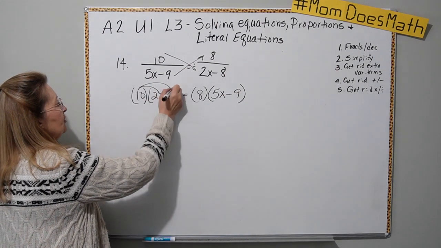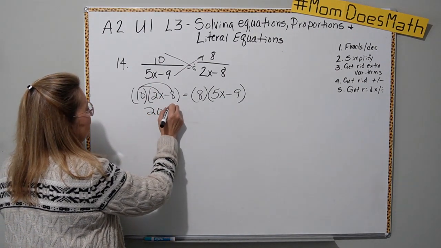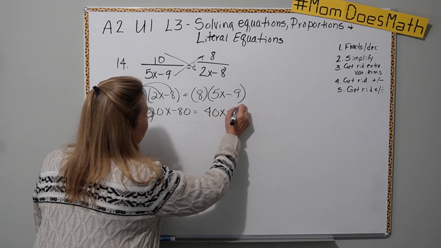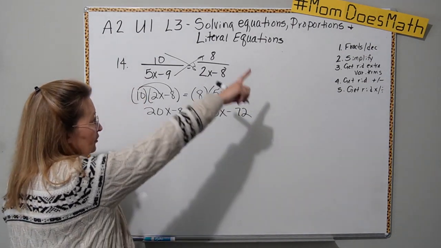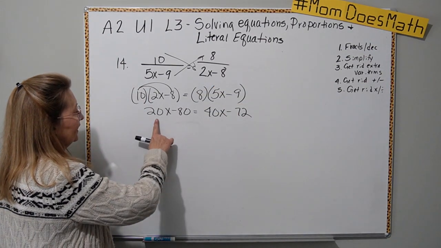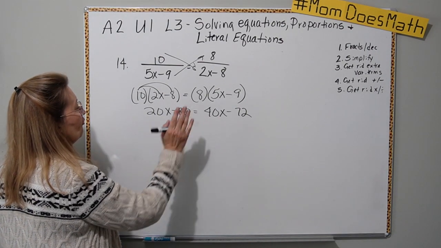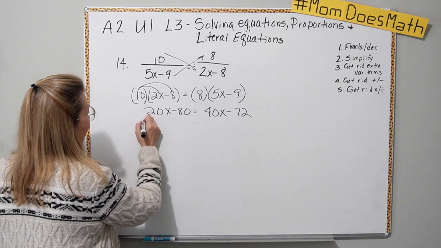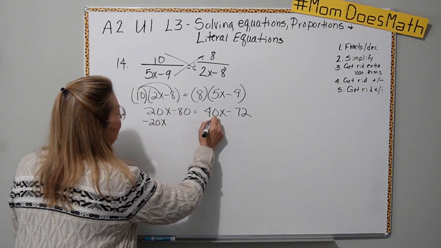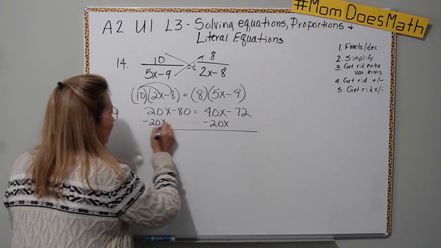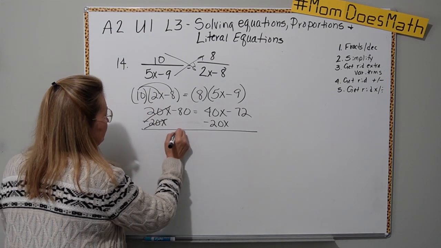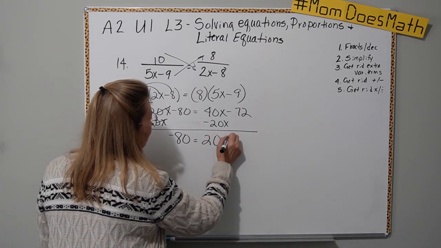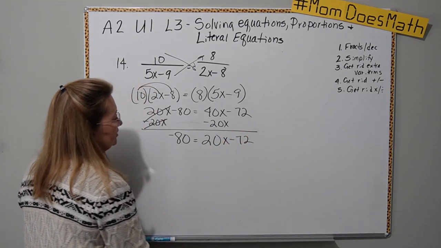All right, when I distribute here, I'm going to get 20x minus 80 is equal to 40x minus 72. I'm doing my best practices. All right, I need to get rid of either 20x or 40x. They're both positive, so I'm going to choose the smaller one to subtract. So I'll subtract 20x from each side. These two cancel out, so now I have negative 80 over here is equal to 20x minus 72.